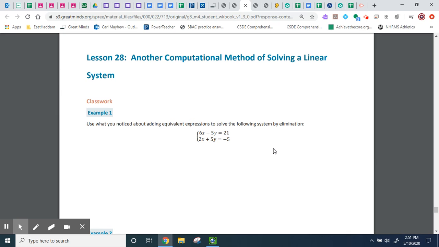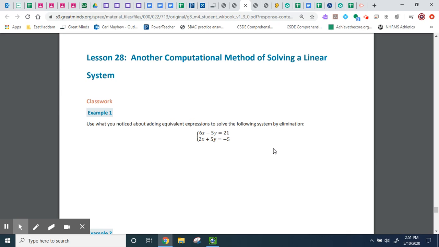Today we're going to be looking at lesson 28, which shows us another way that we can solve a system of equations. The method that we're going to use is called elimination. When you think about the word elimination, it means that we're getting rid of something. Systems of equations are set up this way because if we write them this way, we can eliminate something by adding or subtracting the equations from one another.